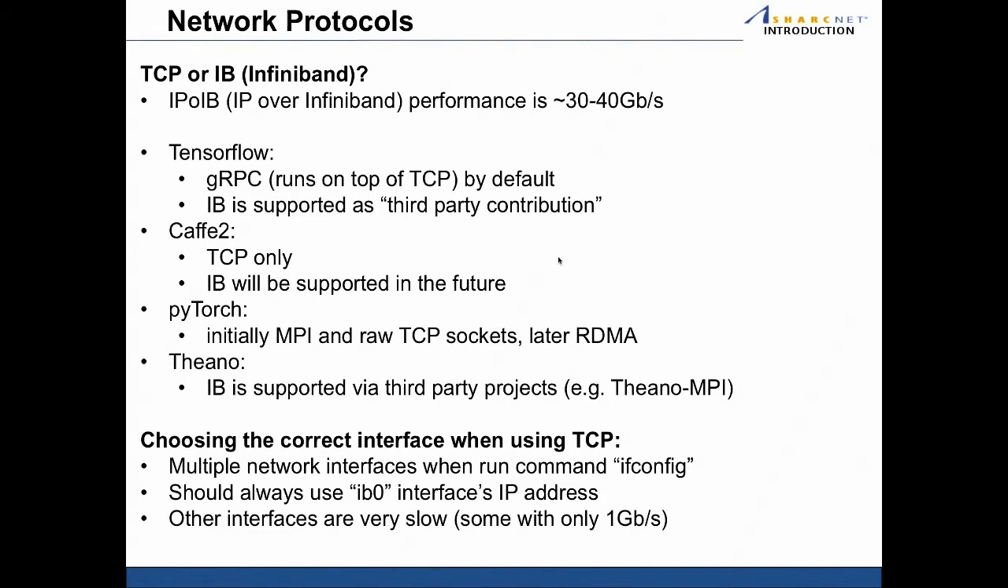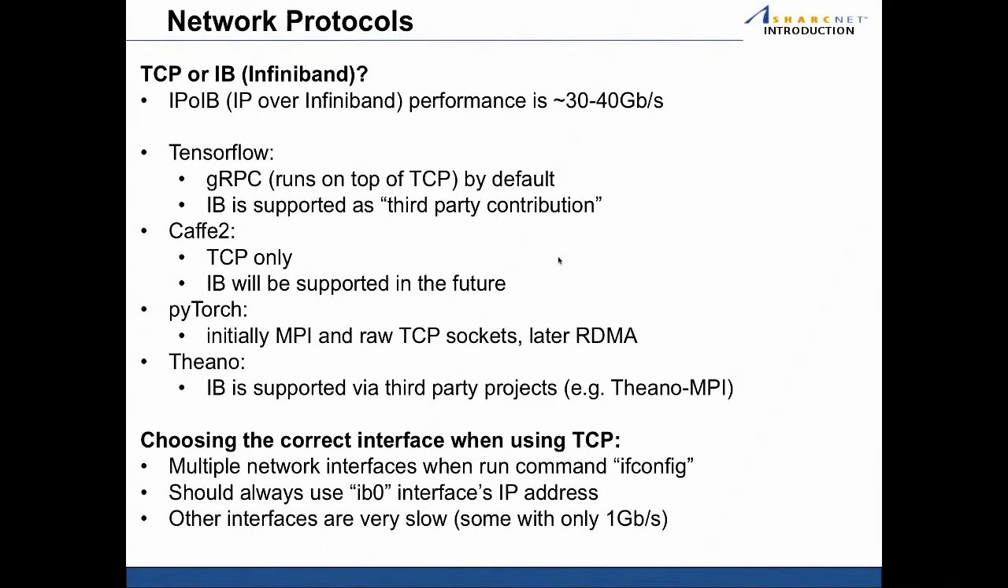But some software provides support for using IB directly, which will give you higher bandwidth. TensorFlow, by default, uses gRPC, which runs on top of the TCP protocol. IB is also supported, but as a third-party contribution, through MPI or IB verbs. Caffe2 is currently TCP only, but it has the ability to do IB. The Caffe2 developers say that IB will be supported in the future.